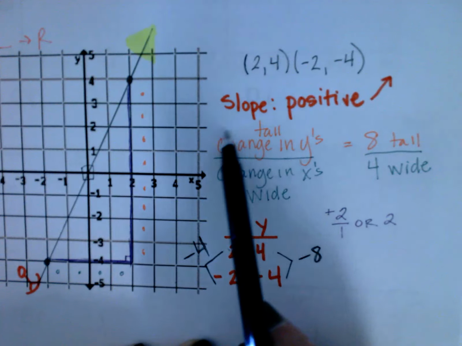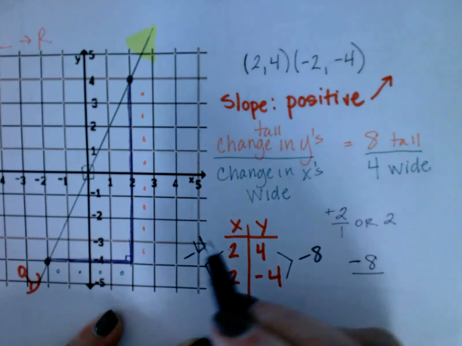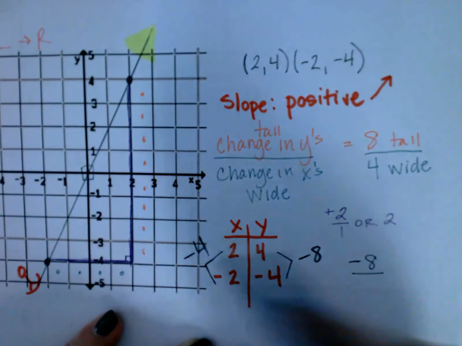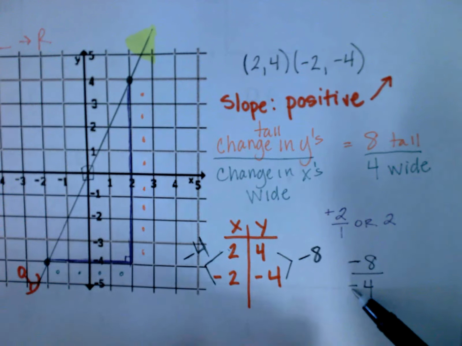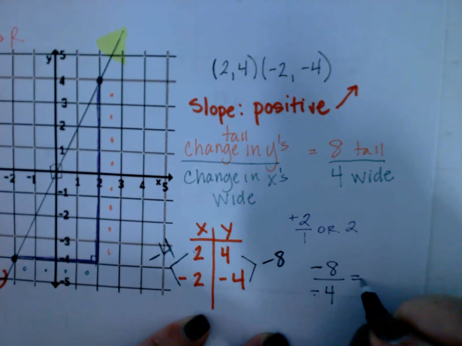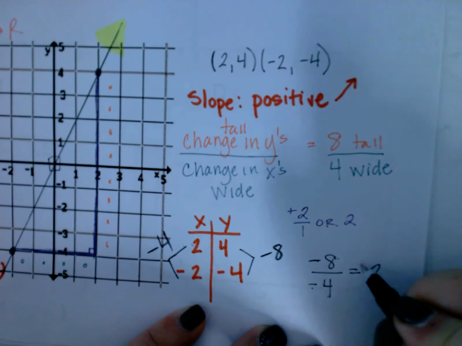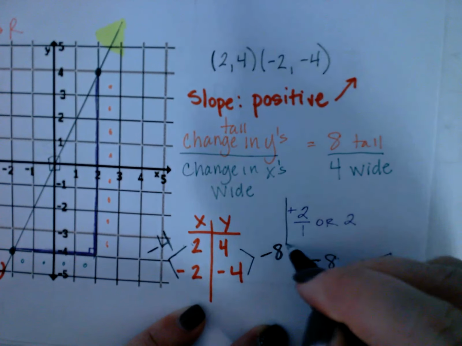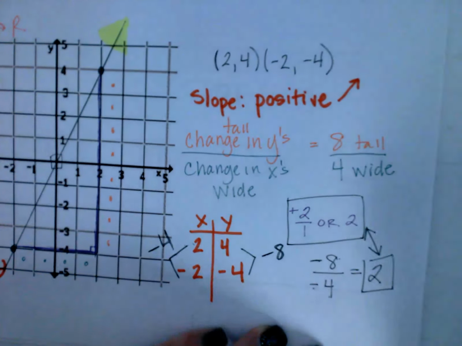Again, the change in y's, -8, over the change in the x's, -4. Negative divided by negative is positive. 8 divided by 4 is 2. Oh, what do you know? We got the same answer.